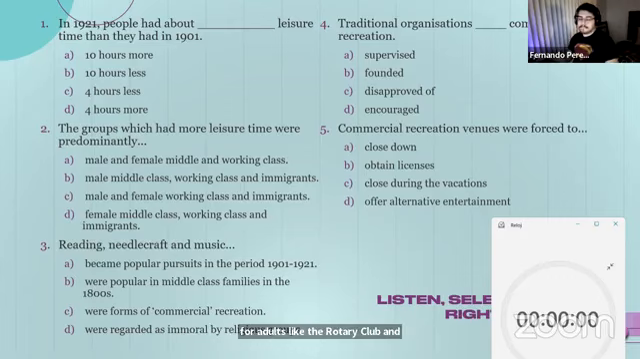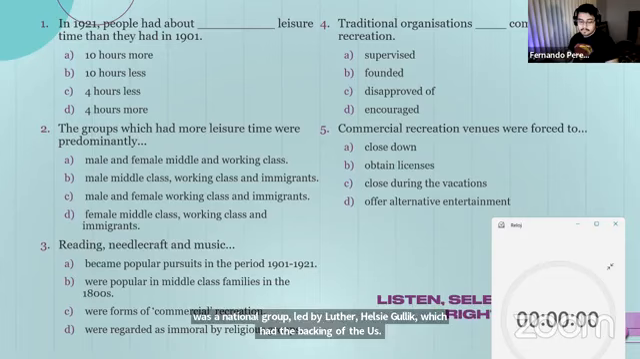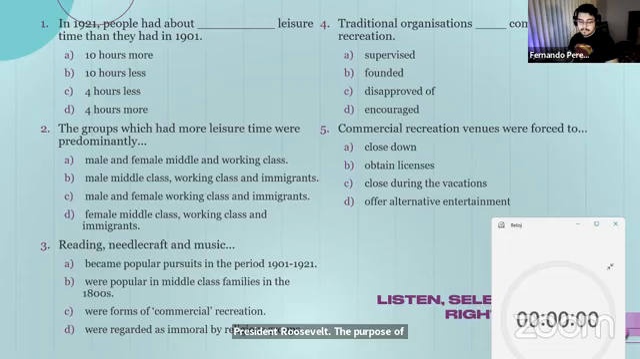Another important player at this time was the Playground Association of America. This was a national group led by Luther Halsey Gulick, which had the backing of the U.S. President, Roosevelt. The purpose of this was to assist people of all ages to use their recreation time to good effect. Remember that in the 18th century, children's play was not encouraged. Children would get arrested for playing on the streets together. There were no established parks and playgrounds for children.